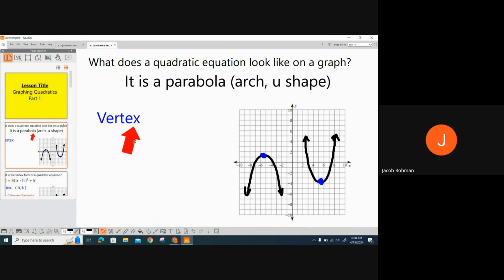And the vertex is the blue dot on each of them. It's really the reflection point of the graph, or in other words, it's where the arch or U shape gets split in half. So sometimes it's a maximum point, like here, it's going to be the maximum point of this arch. Or here it might be the minimum point, so the lowest point of the arch.